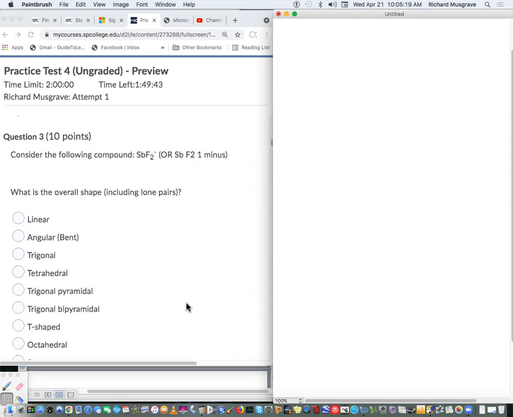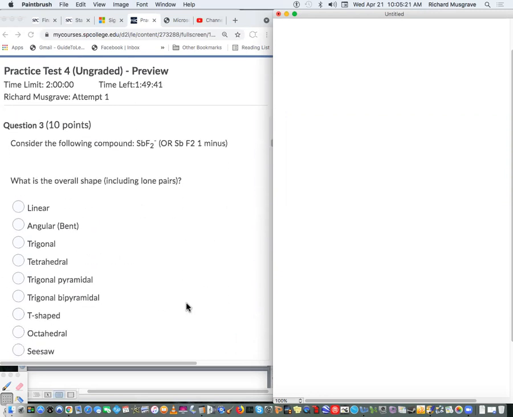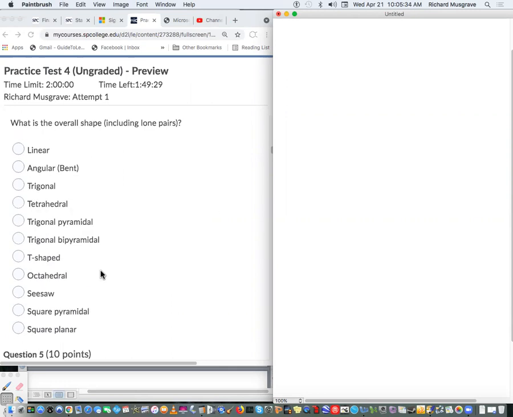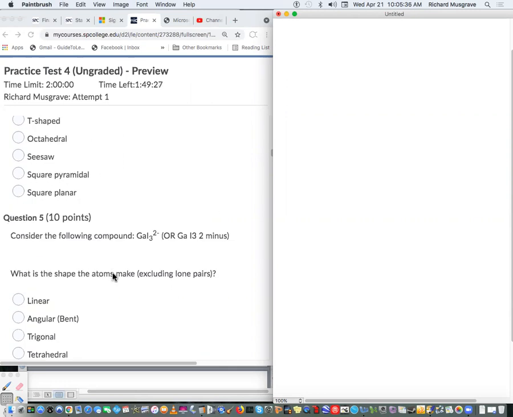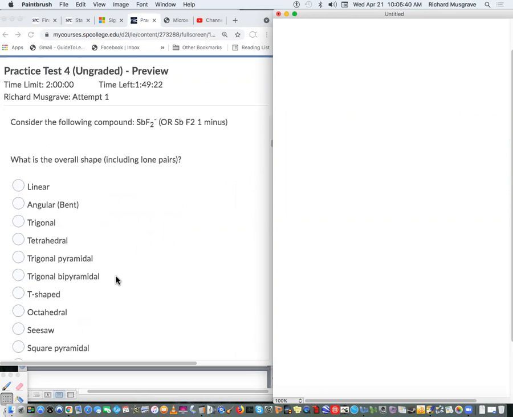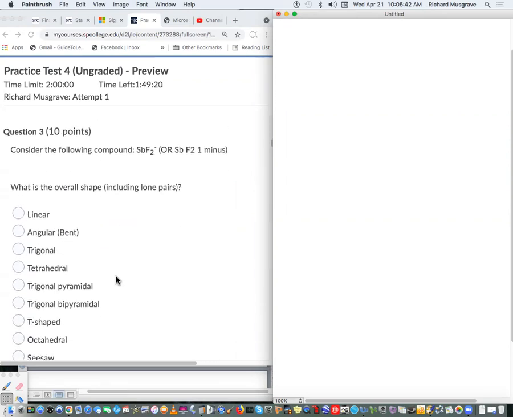Okay. So we'll start off with this one, and I'm going to do 2 of these problems. Now, number 3 is looking for the overall shape, and number 5 is looking for the shape of the atoms. Okay, so I'm going to do 3 and 5 here. So let's look at SbF2 minus.